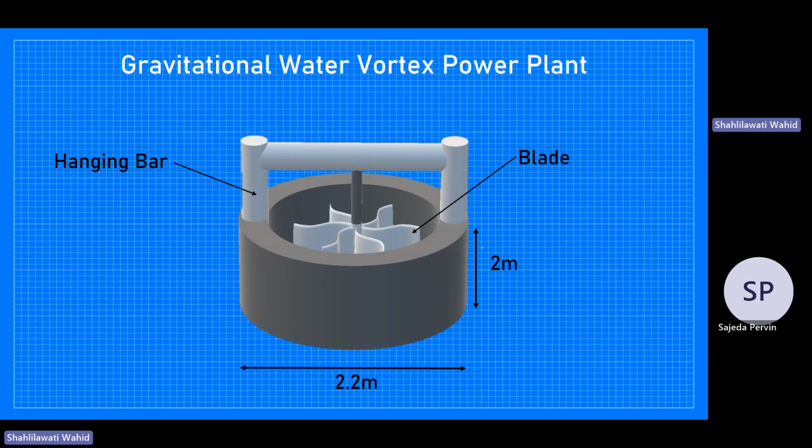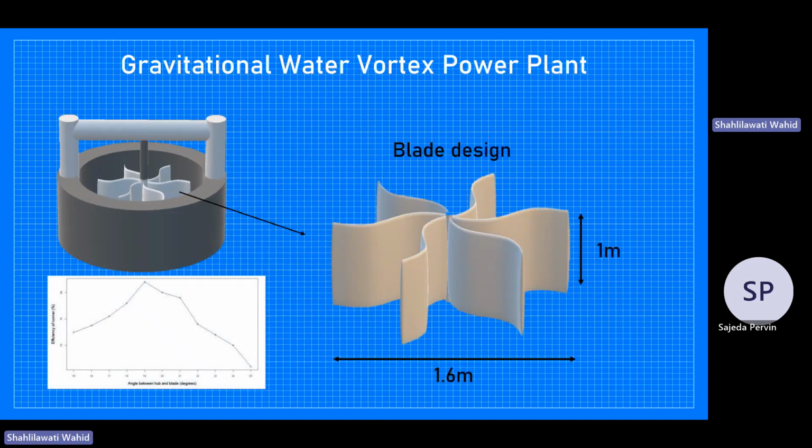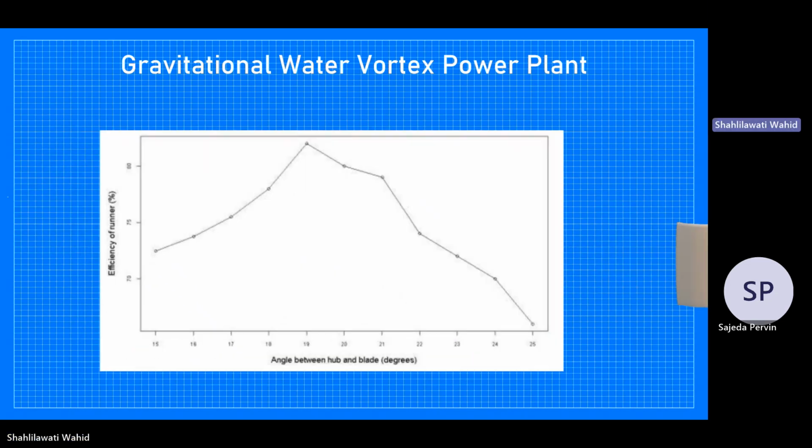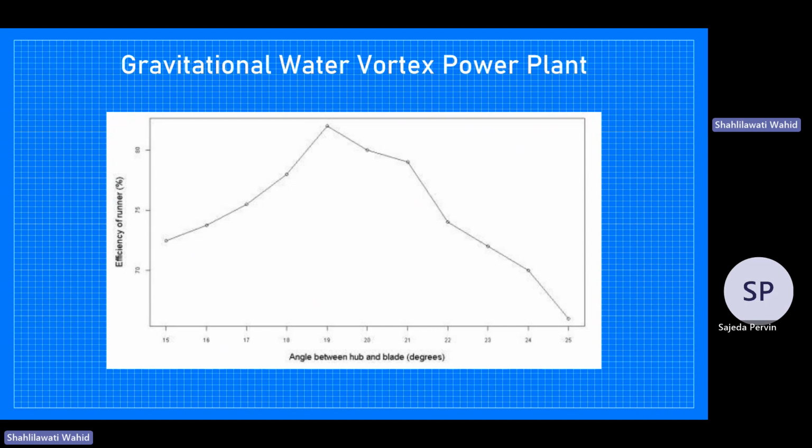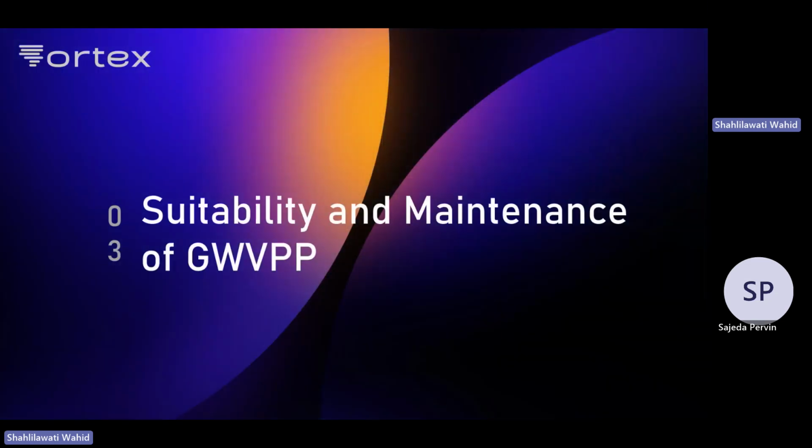Now we have a closer view of what the turbine looks like. The blade design we chose uses a curve, and it's 16 degrees slanted. The reason we use curved blades is because curved blades have a larger surface area, and more surface area means more pressure is applied to each blade, which means more electricity generated. As you can see from this graph, the more it's curved, the more electricity it generates. Now I'll be handing over to Bo, who will explain the suitability and maintenance of this GWVPP.